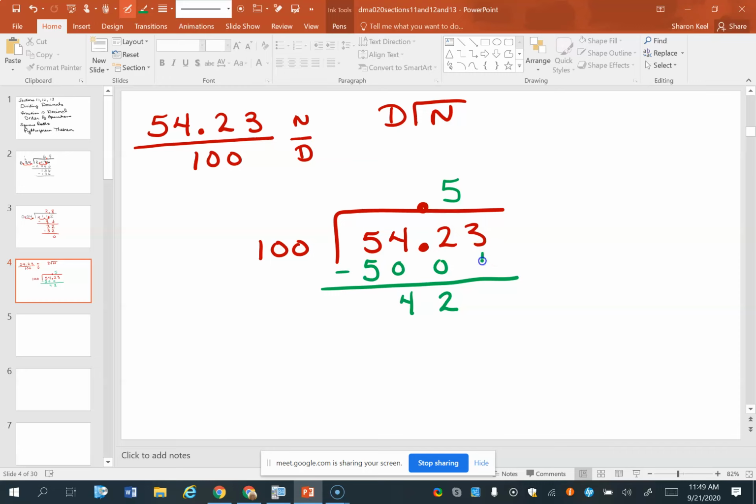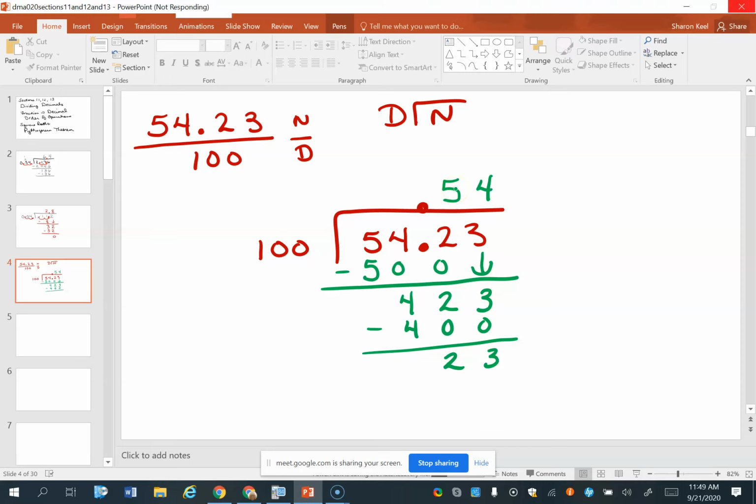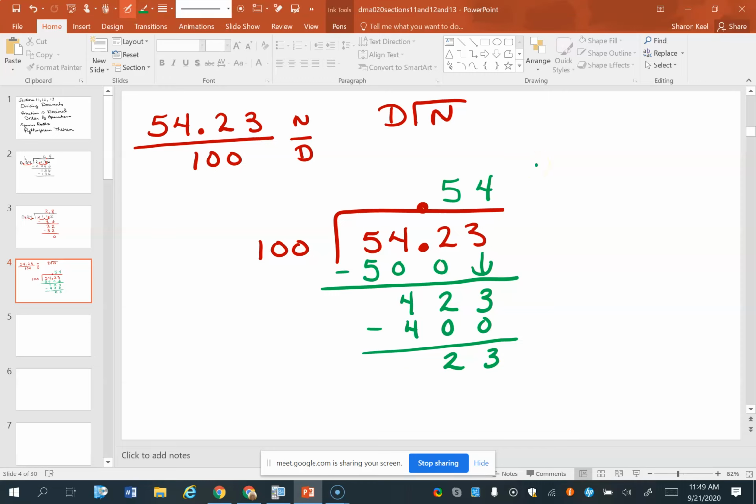I would then need to bring down my 3. 100 goes into 423 4 times. 4 times 100 is 400. Subtract, and I have 23 left. Now notice, I'm not going to take a decimal answer and then put a fraction along with the decimal. What I'm going to have to do here is add an extra 0.